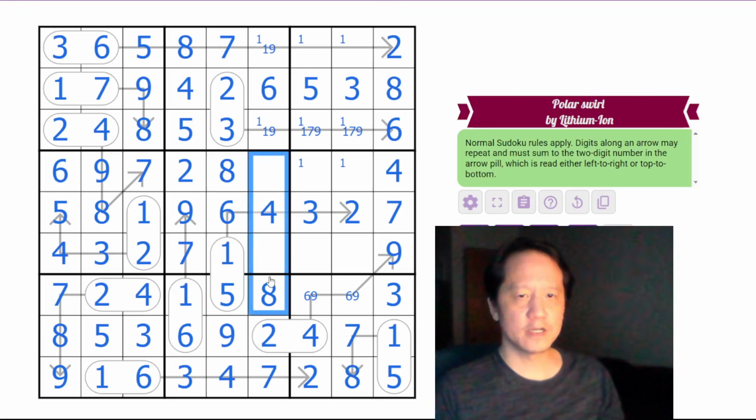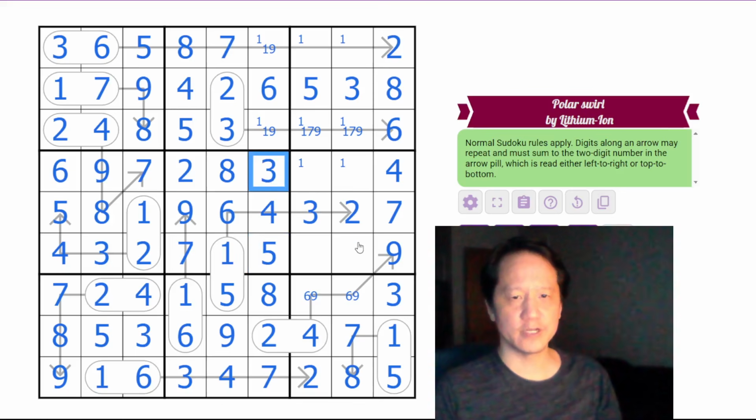Remaining digits in column 6. We have 3 and 5, and this can't be 3 because of 3 in the row, so this is 5, that's 3. Remaining digits in row 4. We have 1 and 5. This can't be 5 because of 5 in the column, so this is 1, that's 5.